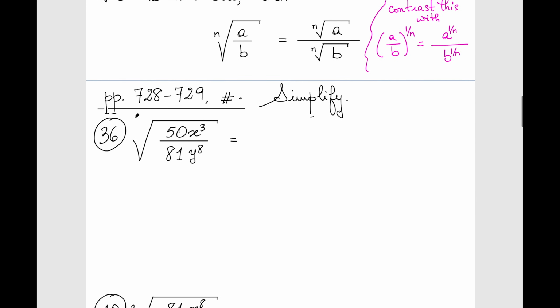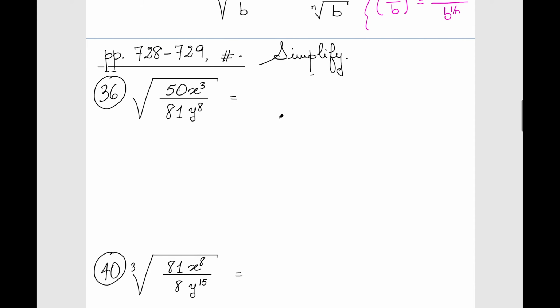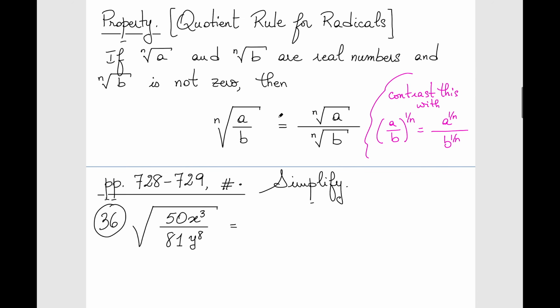Pages 728, 729 on the following numbers. Let's start with 36. The question is to simplify this square root of this quotient by the quotient rule for radicals. We know that the square root of a quotient is the quotient of the square roots, so I can rewrite this as the quotient of the square root of 50 x cubed divided by the square root of 81 y to the 8, correct?